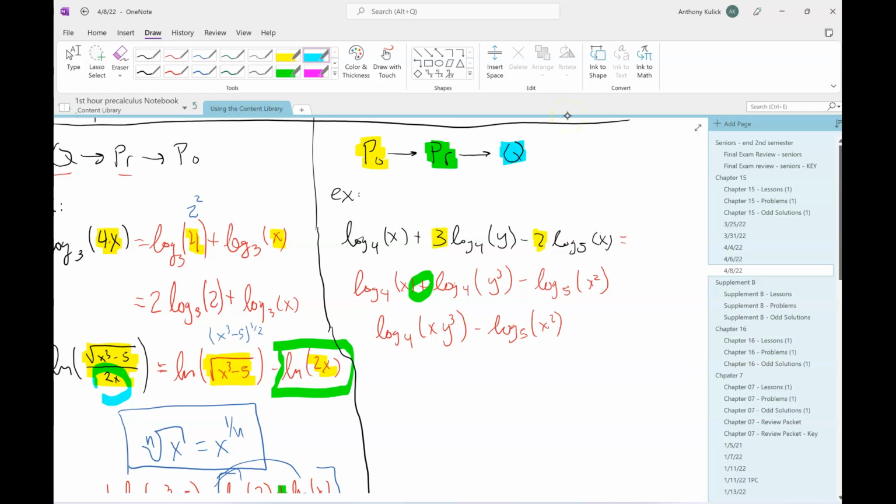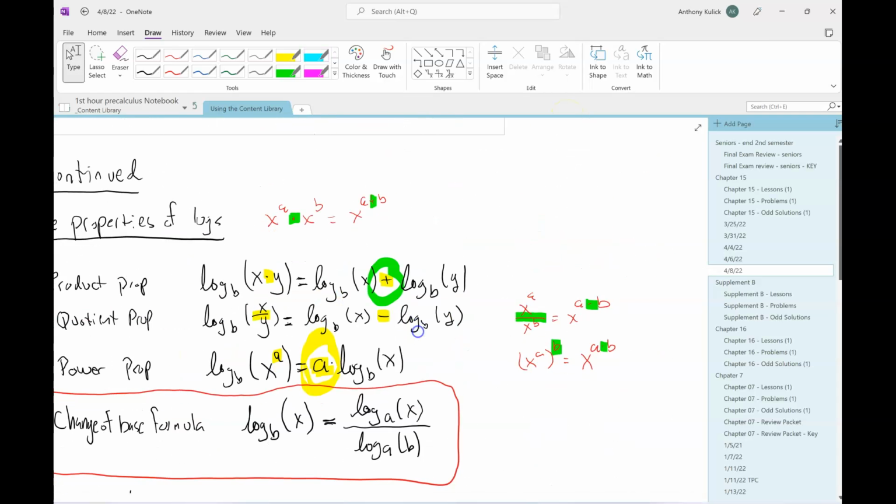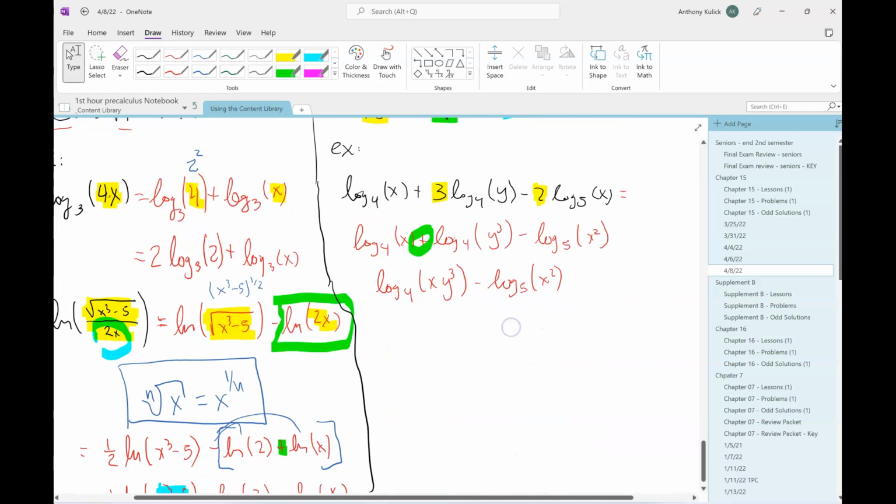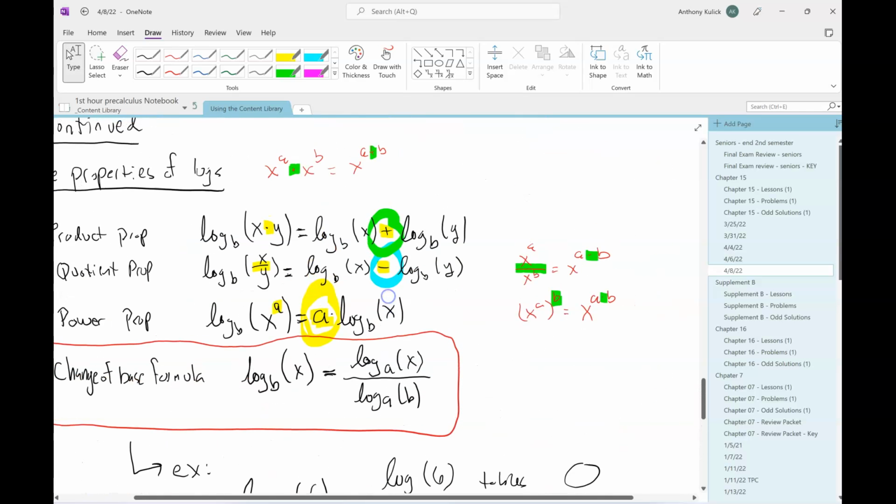Last thing we'll look for is the quotient property. If I go back up and look at my properties for quotient, I'm looking for subtraction on the outside. Do I see a quotient property here? No. It is subtraction, but why is it not a quotient property? The bases of my logarithm are not the same. One is base 4, the other is base 5. If you go back and look at the property here, you have to have the same base to do either quotient or product properties.